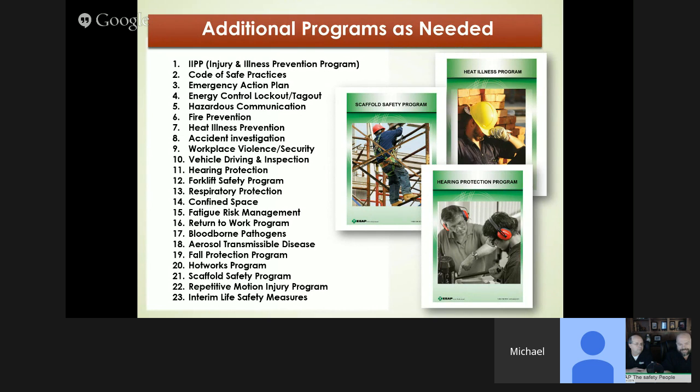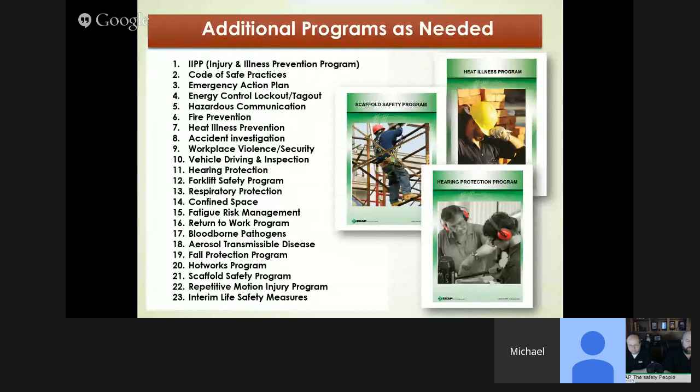Now remember, when I say in it, these are sub-programs that we've done webinars on a few of in the past, and we'll do more webinars on these others. But the Code of Safe Practice is a standalone document. The Emergency Action Plan is a standalone document. You can go back and see in our history the other webinars we've done on that. Energy Control Lockout Tagout, Hazard Communication, and Fire Prevention Plan. Accident Investigation Plan. These are the basics of what an injury illness plan should be filled with.